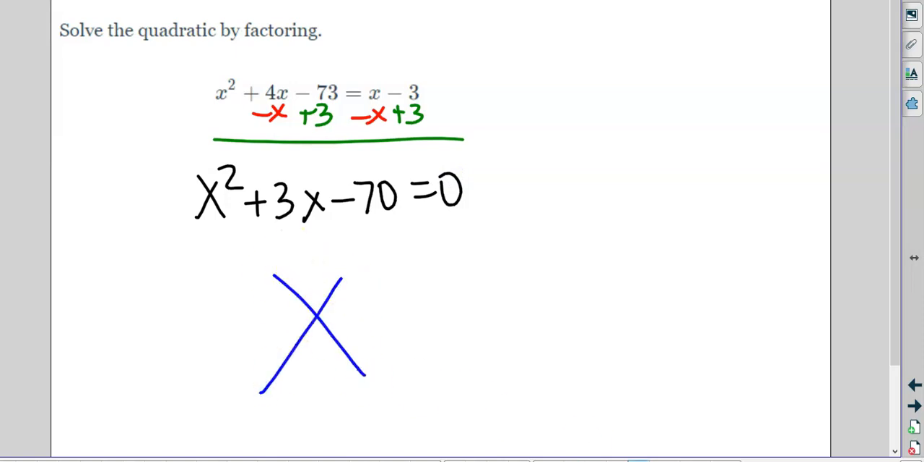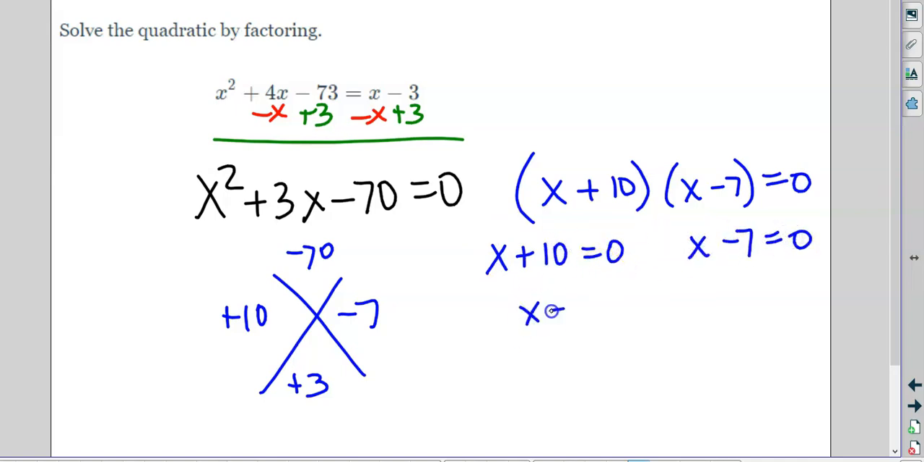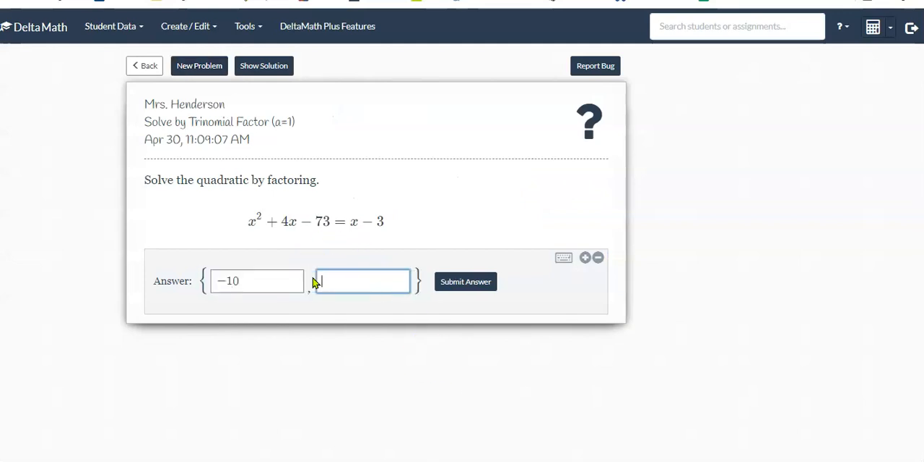So get my diamond pattern going here, -70 and 3. I think that's 10 and 7. So I know I've got 10 and 7, but I've got a negative product, so one of those numbers has to be negative. But I've got a positive sum, and the larger number always takes the same sign. So those must be my factors. So x plus 10, x minus 7 equal to 0. Split my factors up, and I'm guessing that most of you can do the inverse step in your head. So -10 and +7 are our factors in any order, but I'm going to go from least to greatest.